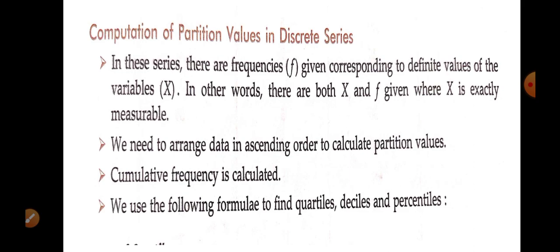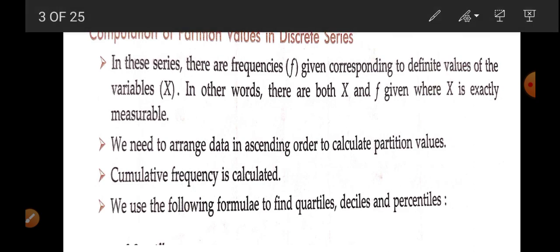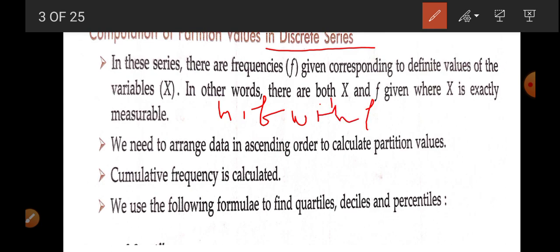Now, computation of partitional value in discrete series. In this series, there are frequencies given corresponding to definite values of the variable. In other words, both x and f are given. In very simple language, a discrete series is a series in which we find x and f. That is, it is a series with frequency.